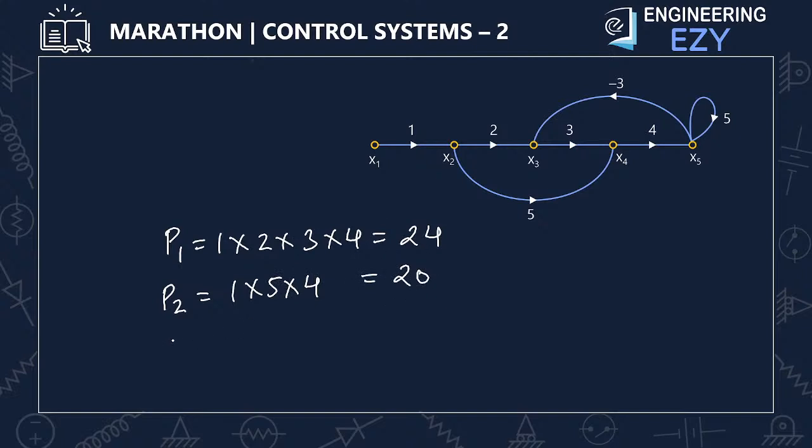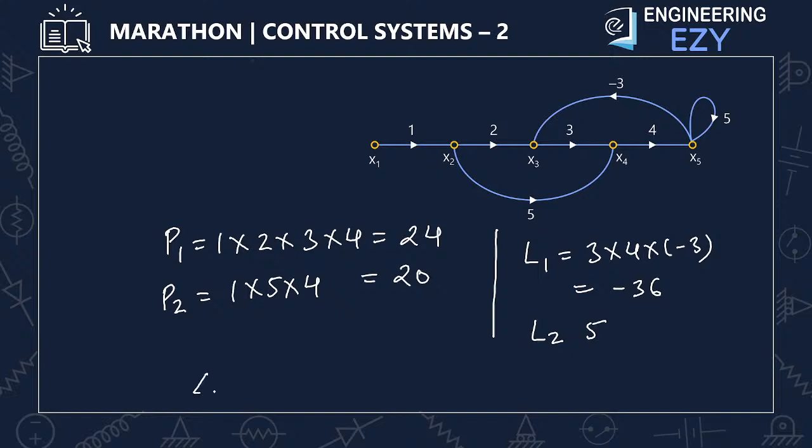Now if I calculate the del, what is the value of del? There are two loops. One loop is this and second loop is this. So L1, the first loop gain, is 3 multiplied by 4 multiplied by minus 3. 3 4s are 12, 12 3s are 36. Minus 36. And what is the L2? L2 is 5, the second loop gain is 5. And both are touching each other.